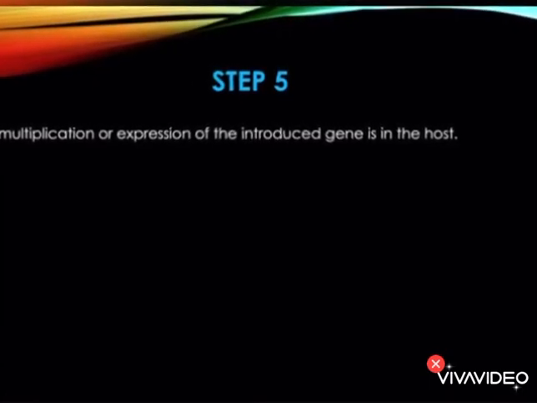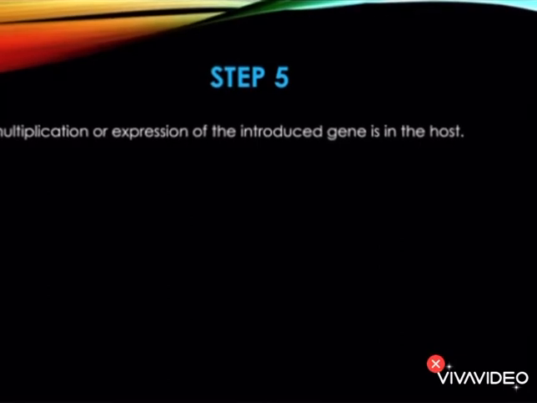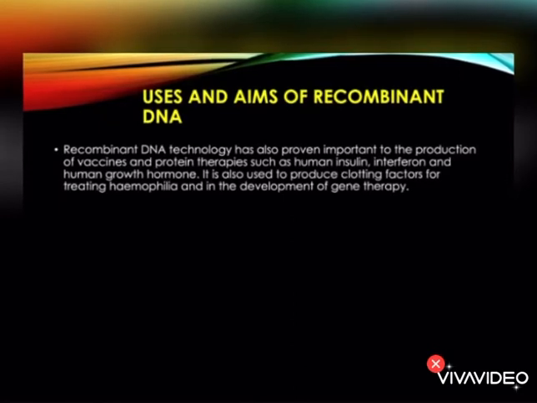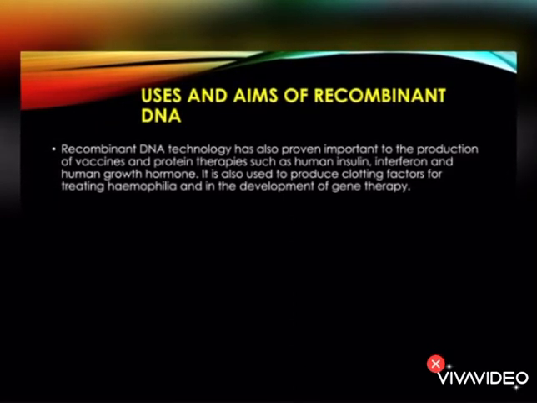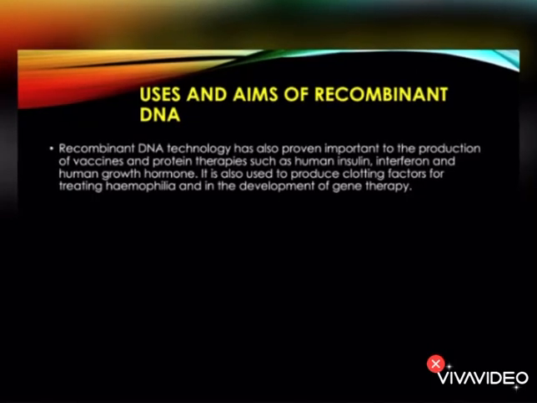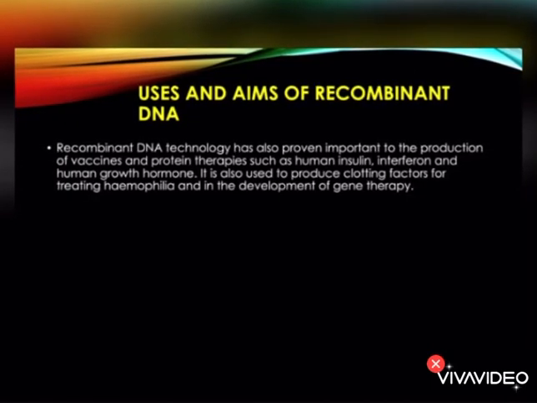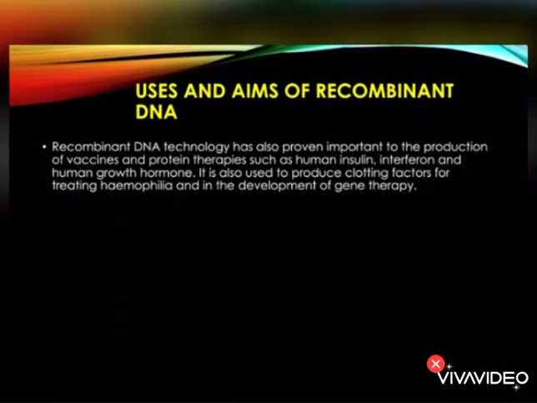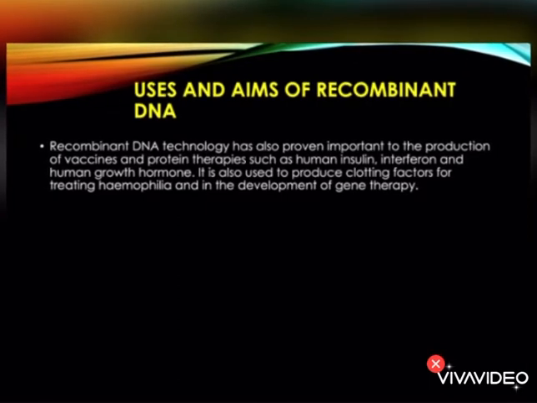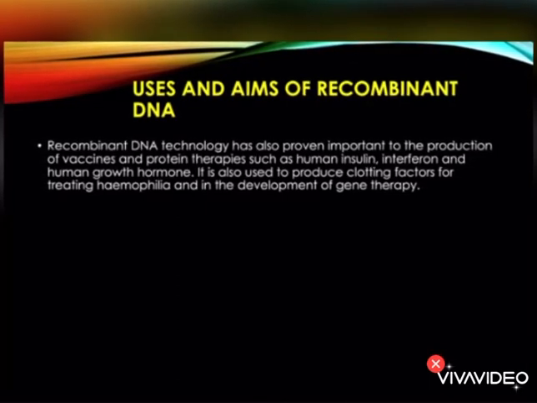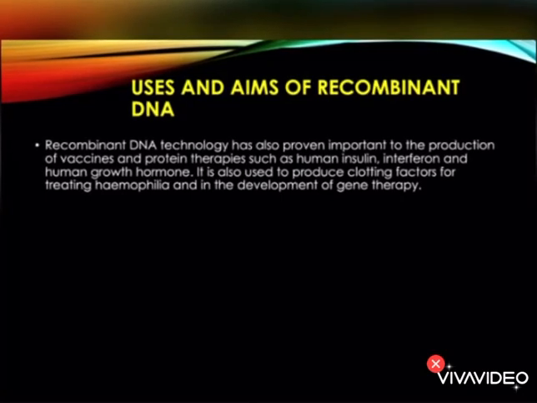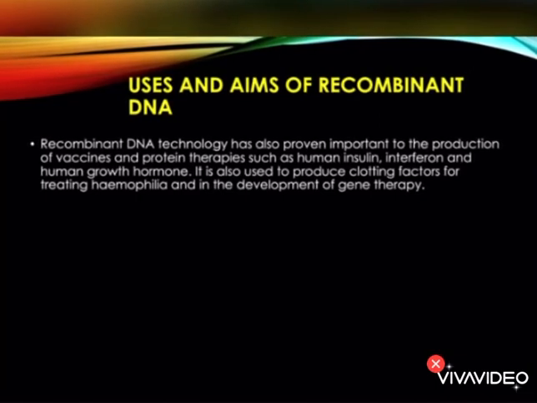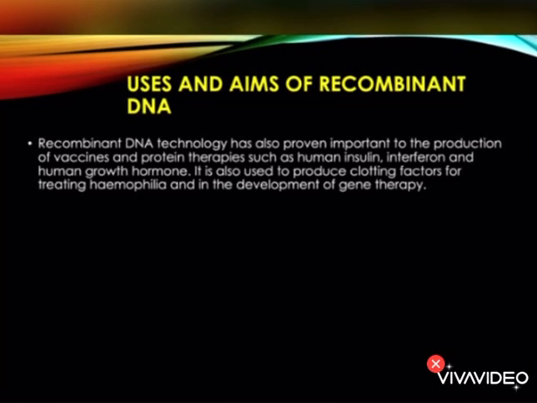Now we have to consider something. There are uses and aims of recombinant DNA. Why do we need to have recombinant DNA, why does it take all of these steps, and what is the aim and the use of it? Recombinant DNA technology has also proven important to the production of vaccines and protein therapies, such as human insulin, interferon, and human growth hormone. Okay, so this is very important. It is also used to produce clotting factors for treating hemophilia and in the development of gene therapy.